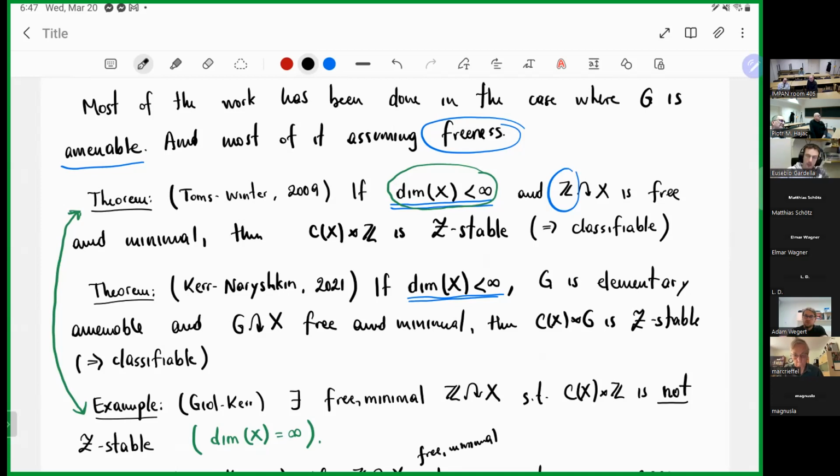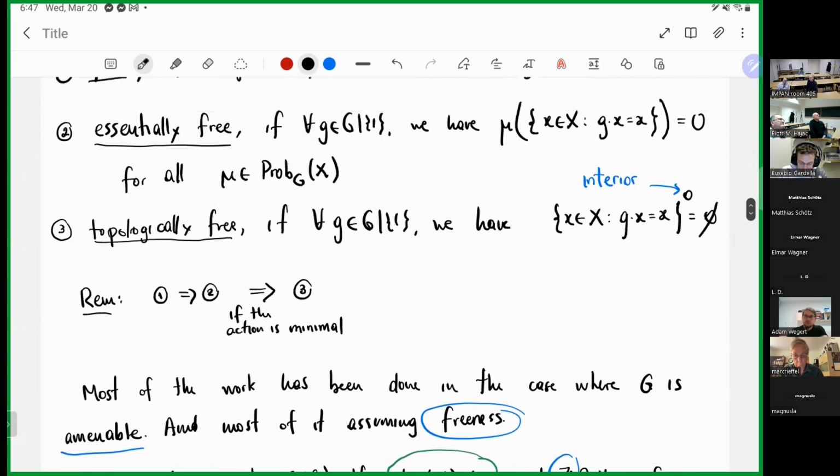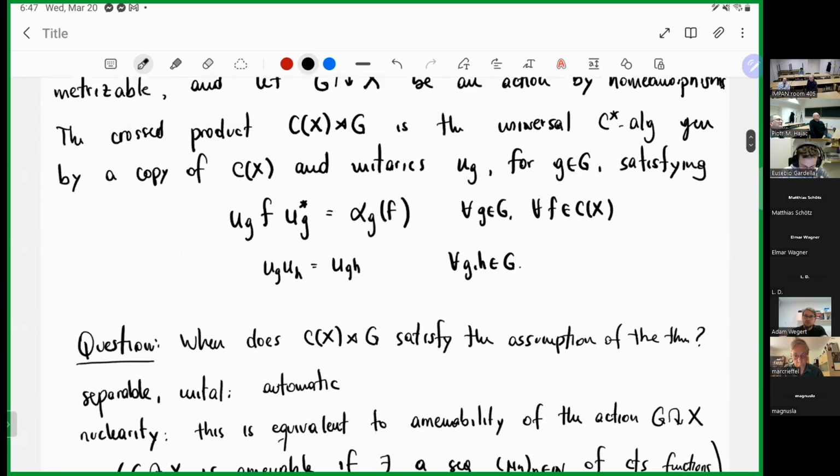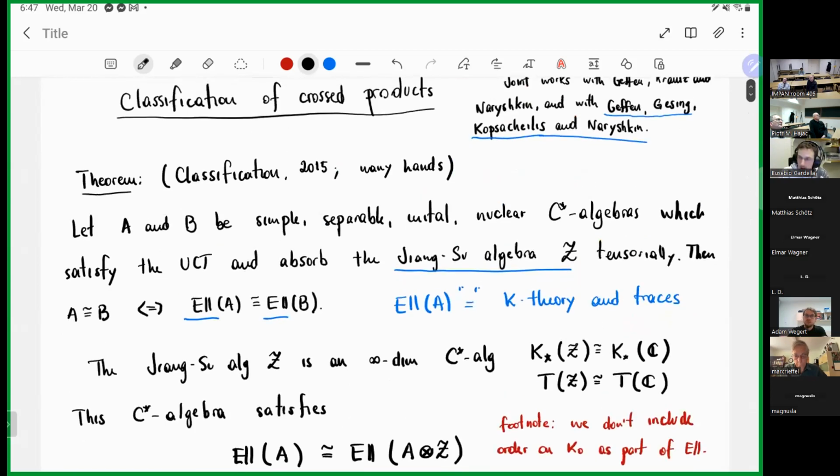But what is known is, let me just scroll up to show you the theorem. If you have a C-star algebra satisfying the assumptions of the classification theorem, and this is simple, Z-stable, so a very nice C-star algebra, very far from commutative. And if you have an amenable group, or let's say the integers, act on it with a suitable version of freeness, then the cross product is Z-stable again and classifiable.